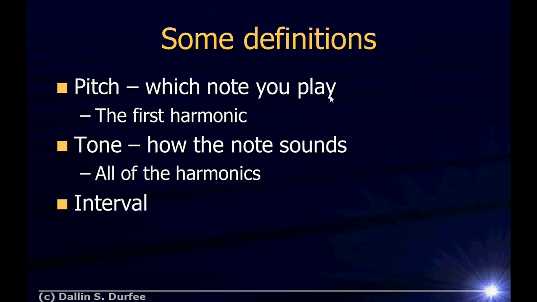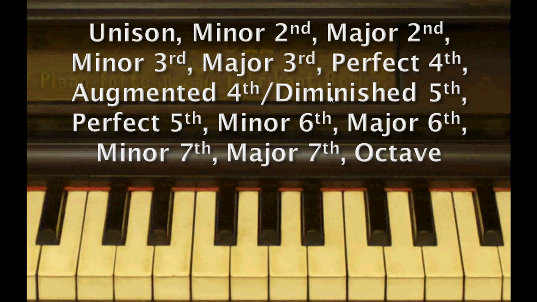Now there's this thing called an interval, and an interval is just the spacing between notes. If we look at a piano keyboard, it turns out the smallest spacing between notes is what we call a half step. So when I go from this note to this note, that's a half step. From here to here is a half step. From here to here is a half step. And from here to here is a half step. The unison interval is 0 half steps. So the distance between middle C and middle C is unison.